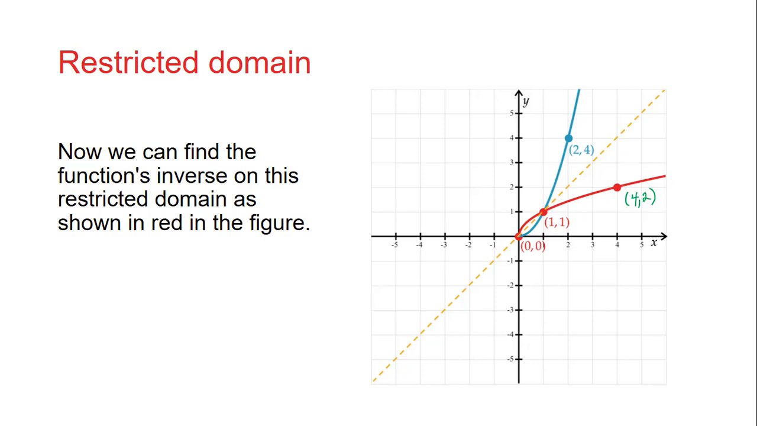And so we see that this half parabola that goes to the right of 0 has an inverse function that looks like the square root of x, which hopefully makes sense, right, that connection between x squared and the square root of x. Those are operations that undo each other.